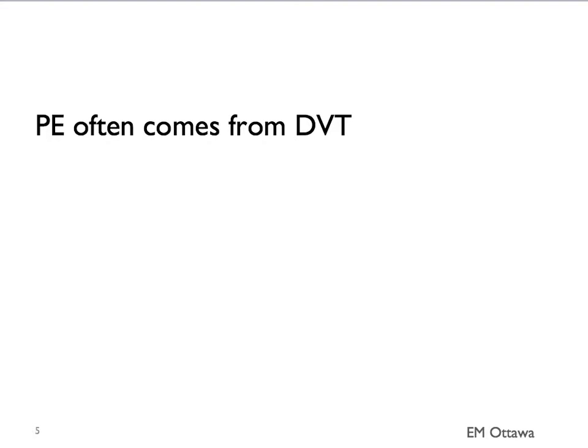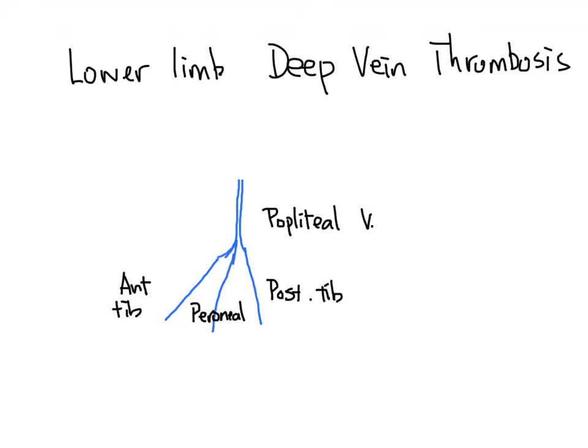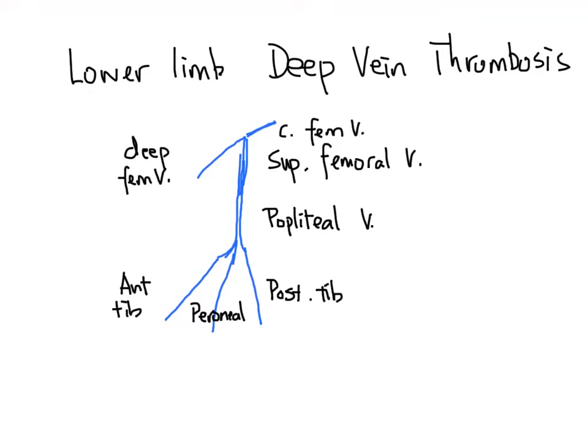Most pulmonary embolism did not originate from the lung. Rather, they have migrated from somewhere else. The most common sites are from deep vein thrombosis of the lower limbs. These deep veins include the following: anterior tibial, posterior tibial, and peroneal vein from below the knee, the popliteal vein behind the knee, the superior and deep femoral vein, the common femoral vein, and further up into the external iliac veins. Any clot in the deep vein system has a chance of migrating into the lung and causing a PE.